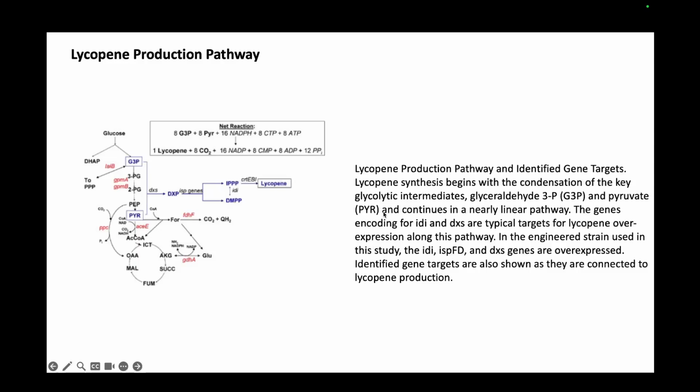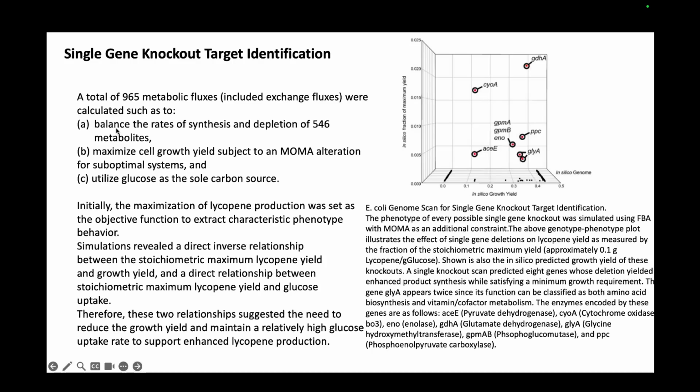Lycopene synthesis begins with the condensation of key glycolytic intermediates, which are G3P and pyruvate, and it continues in a nearly linear pathway. The genes encoding for IDI and DXS, where DXS is here and IDI is here, are typical targets for lycopene overexpression along this pathway. So you're trying to maximize the production of lycopene. In the engineered strain used in the study, the IDI, ISPFT, and DXS genes are overexpressed. Identified gene targets are also shown as they are connected to lycopene production. And this is the net reaction for the production.